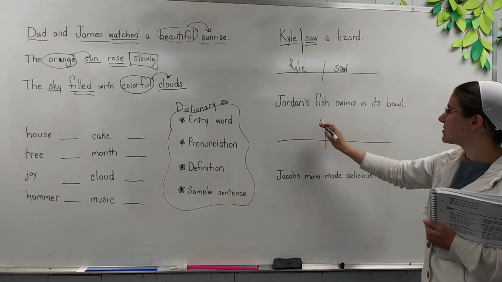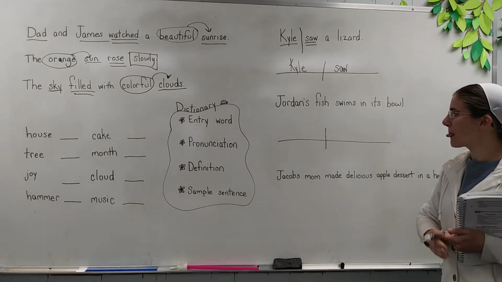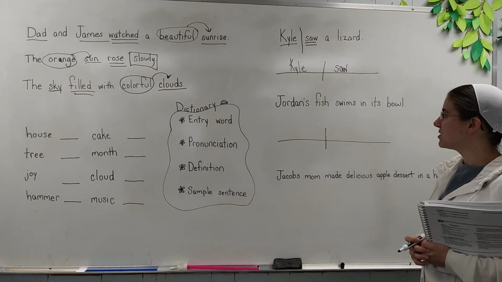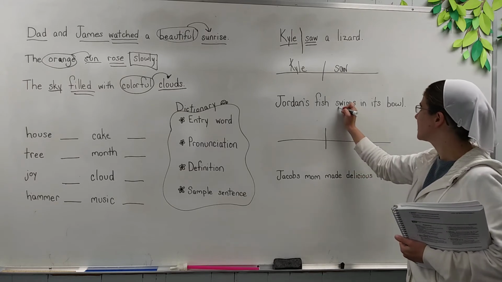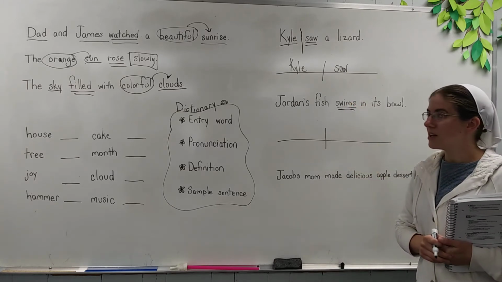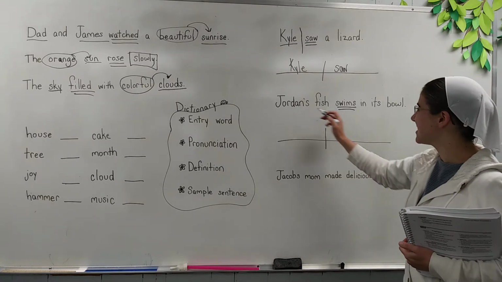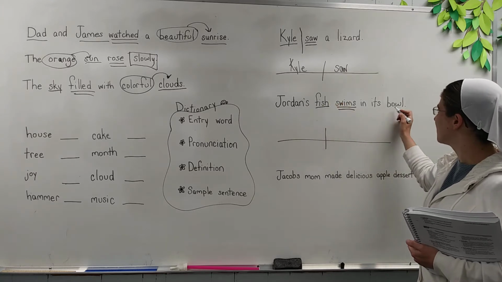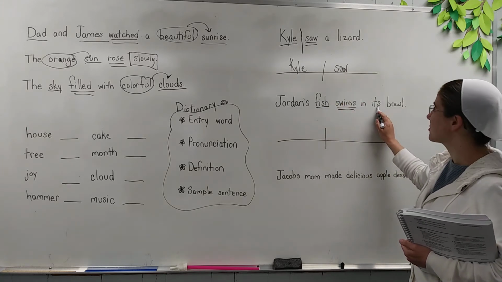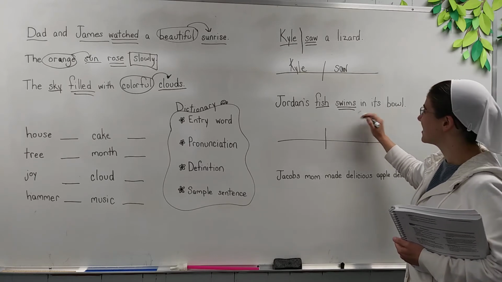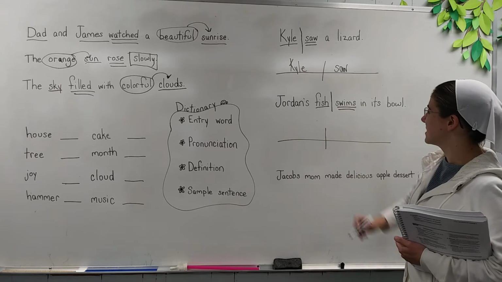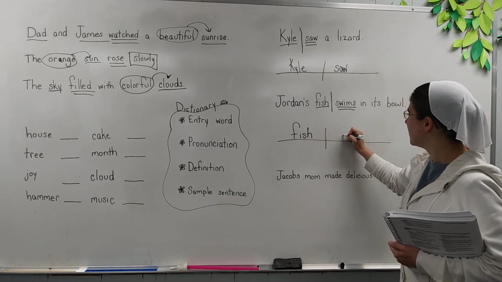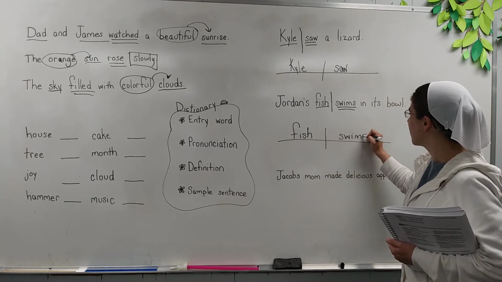Okay, Jordan's fish swims in its bowl. What is the verb in the sentence? What is our action? Jordan's fish swims. Swims is our verb. And who swims? Jordan? Not Jordan. The fish does. Jordan's is possessive. Jordan's fish swims in its bowl. Its is also possessive. It belongs to the fish, but it doesn't get an apostrophe. So fish goes on the left side, and swims goes on the right side.